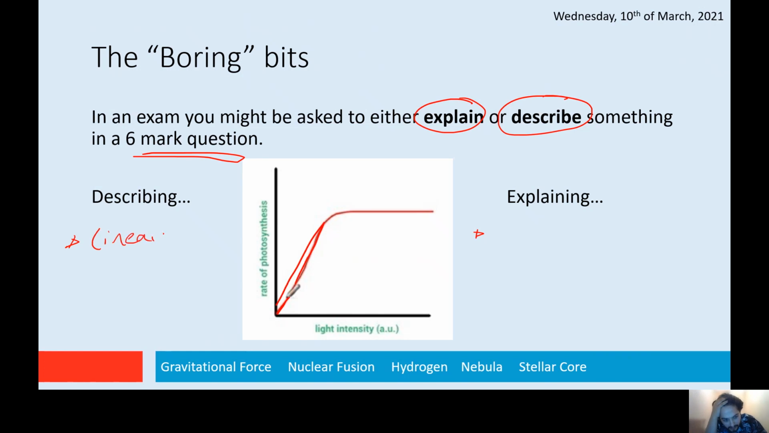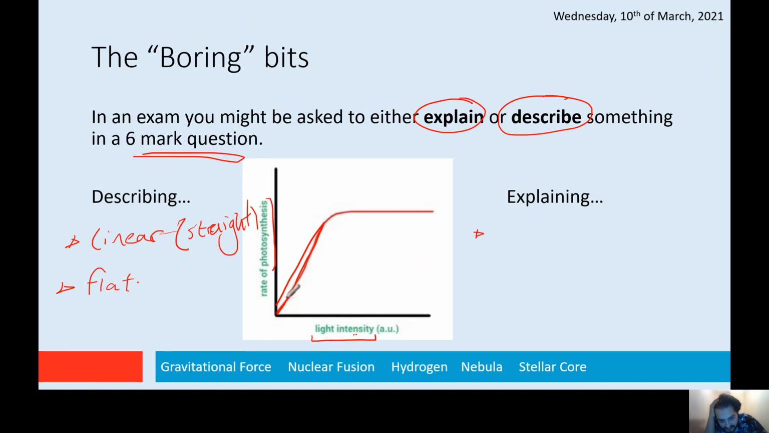So it's straight, I guess. If you don't know the word linear, I'm sure you guys probably do. And then it goes flat at the top, or it plateaus. So you're literally describing the line. Whereas if you're asked to explain this graph, you'd be expected to read the scientific data.